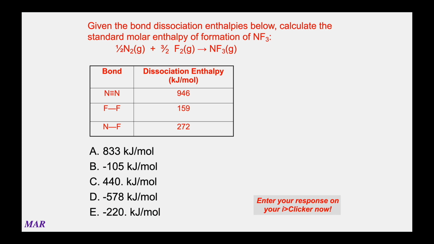So what I would do to solve this problem is I would first draw the Lewis structures for N2, F2, and NF3. And from there, bonds broken means the reactants. You're going to break the reactant bonds. And from that, you subtract the bonds that are formed, which are the products. All right. This is the one time in this first midterm you will need a calculator, because in order to calculate bonds broken minus bonds formed, you're going to need the numbers.